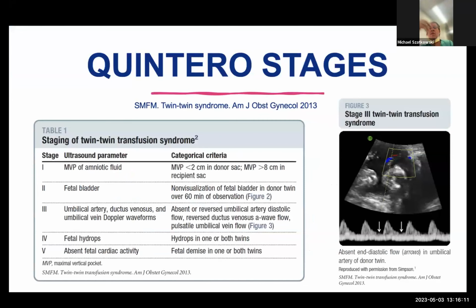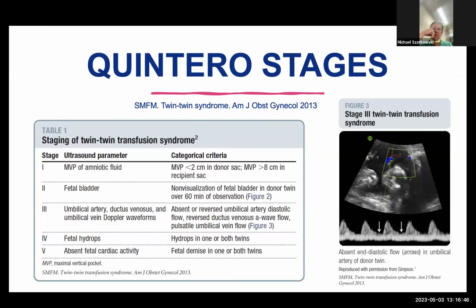To follow those high-risk pregnancies, the staging system described by Quintero in 1999 is the most widely used today. It is simple and facilitates referrals and communication between healthcare providers. Stage one describes the amniotic fluid volume discordance. The donor hypovolemia is mild and urine production is still adequate. The bladder filling is still visible in this twin.